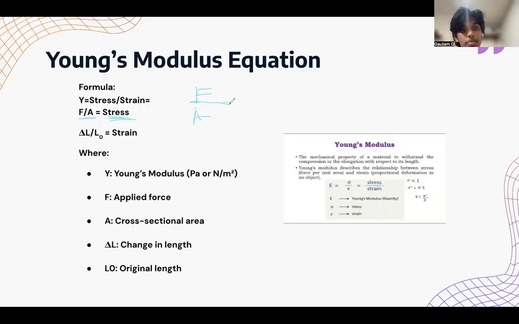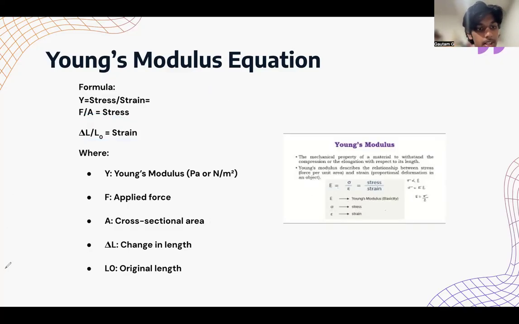And then strain is talking about the proportion, the ratio of the length of the object, right? So stress is how much pressure is being applied, and strain is how much it's moving, right? I don't know if you will understand it better with the picture, but it's almost like elasticity. It's just a quick overview.